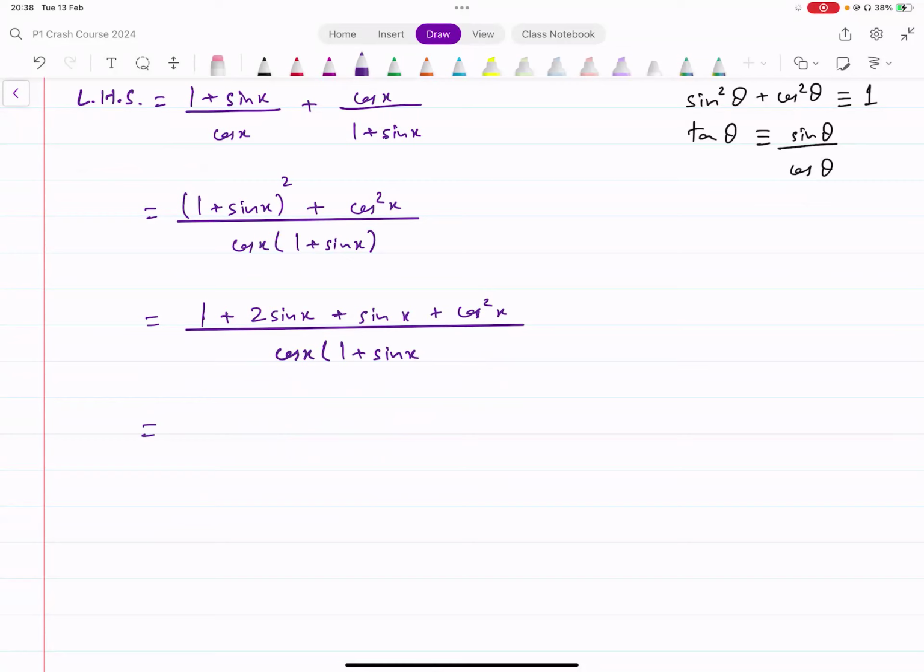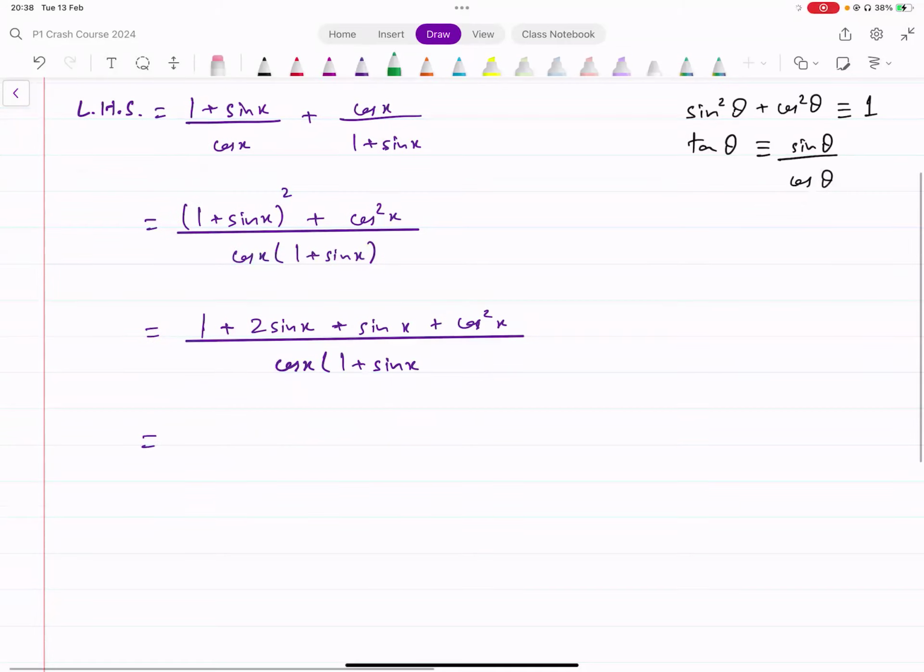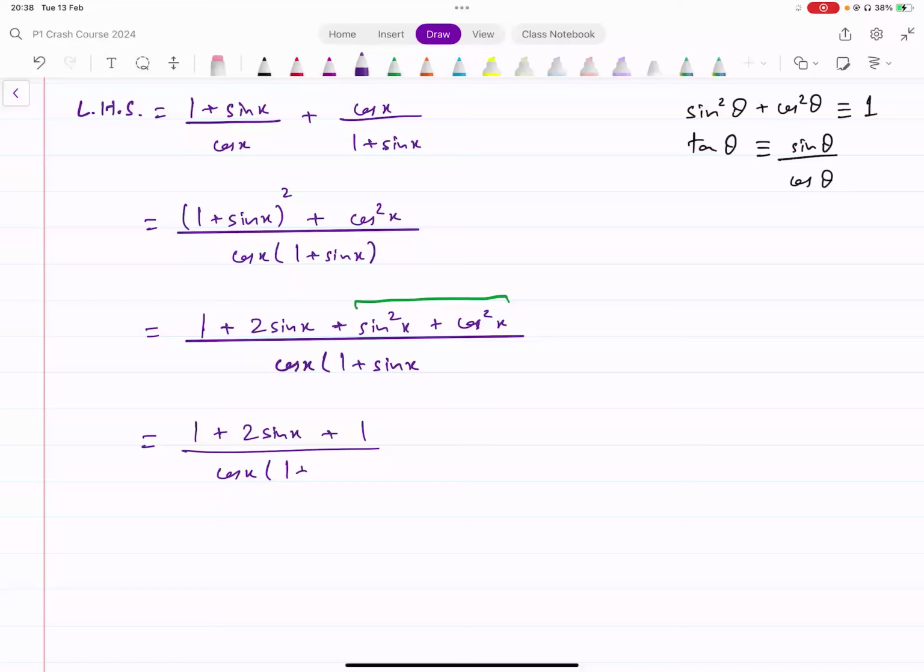Now in the numerator, we have, sorry, this was sine squared x. In the numerator, we have sine squared x plus cos squared x. What's that? That is 1. So we can write it as 1 plus 2 sine x plus 1. And in the denominator, we have cos of x into 1 plus sine x.